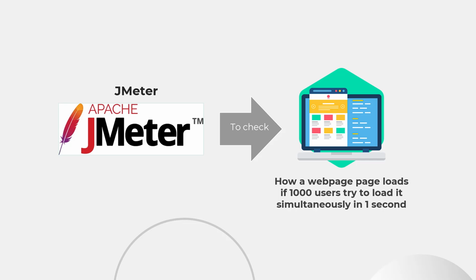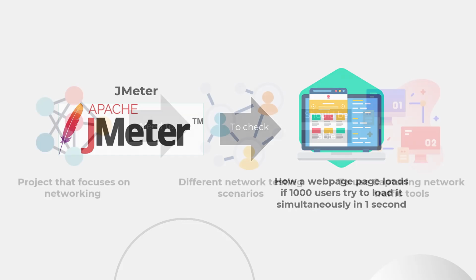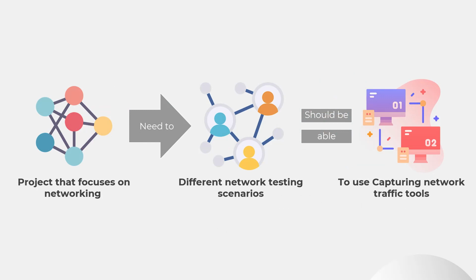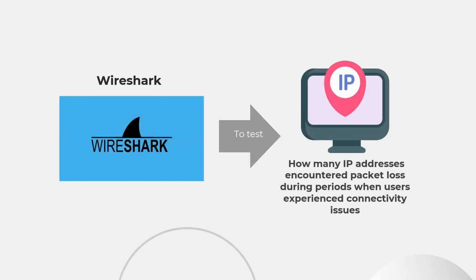If this is a project that focuses on networking and you need to check different network testing scenarios, for this reason you should be able to use capturing network traffic tools. For example, knowing how to use Wireshark to test how many IP addresses encountered packet loss during periods when users experienced connectivity issues. This is just a general framework for using software testing tools.